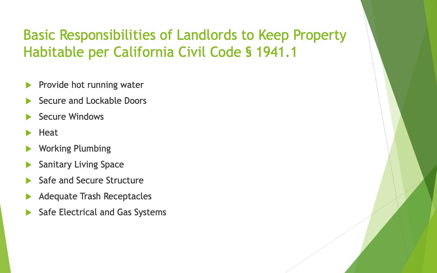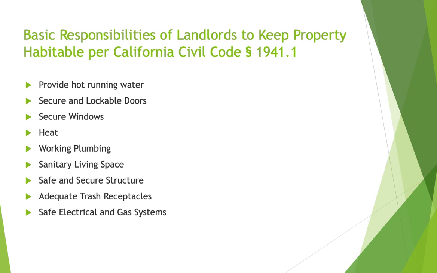Fifth is working plumbing. The plumbing system, including sinks, toilets, and showers, must be in good working order. This means there can be no major leaks, blockages, or sewage backups. The toilet must flush, and the shower and sink drains must completely drain. Any serious plumbing issues that impact sanitation or water supply must be fixed promptly. And I will get into that in the later slide where we go over examples.